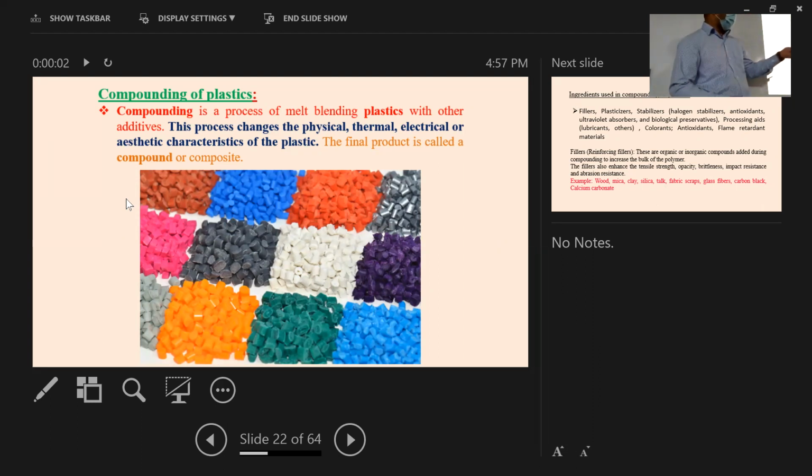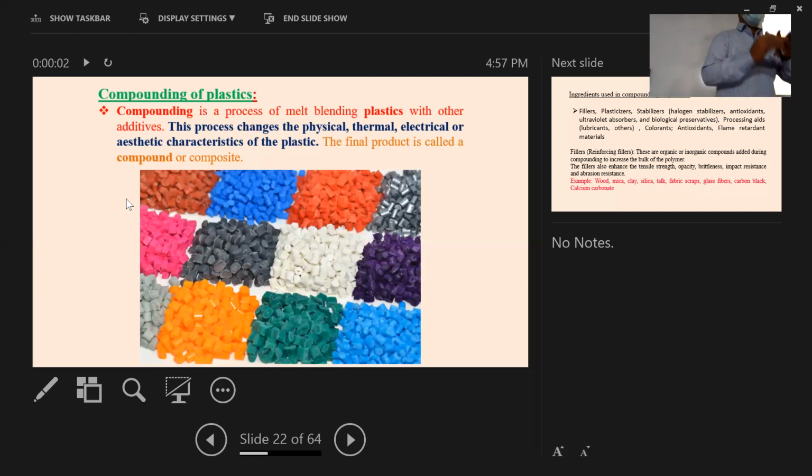So we are going to learn how we can prepare, or based on what criteria. Here you can see different colors. We can make different types of polymers with different colors. Not only different colors, but different properties. So based on what property we need, we will add different types of additives to the polymers so that it can change the property. Compounding is a process of melt blending plastics with other additives.